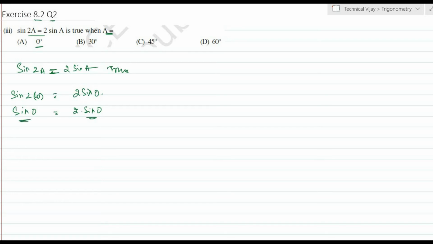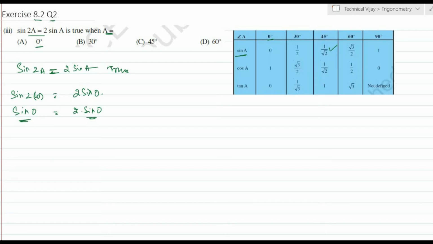Let us see this one. Sine of 0 means what? Sine of 0 is equal to 0 only. Sine of 0 is equal to 0, so this is 0, and 2 into 0 is also 0, so this is equal to 0. So for this value it will be satisfied.